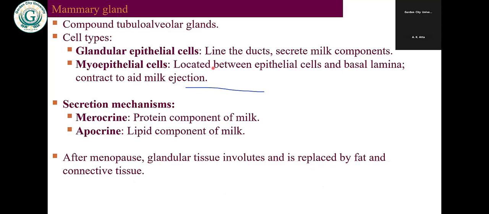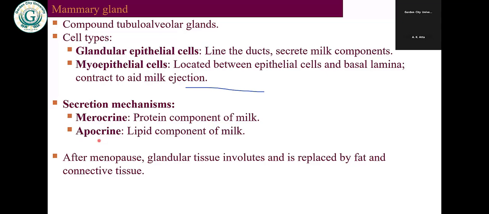Now, for your information, the milk that the mammary gland produces is released by both apocrine and merocrine modes of secretion. The proteins in the milk are released by the merocrine mode, and the lipid component of the milk is released by the apocrine mode. You did this in first year when we were looking at exocrine glands, that there is a holocrine, merocrine, and apocrine mode of secretion.